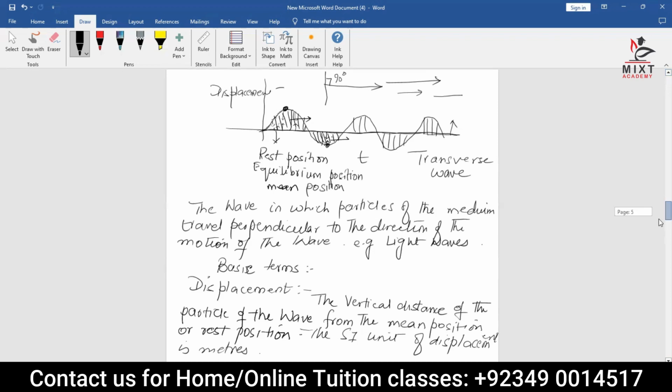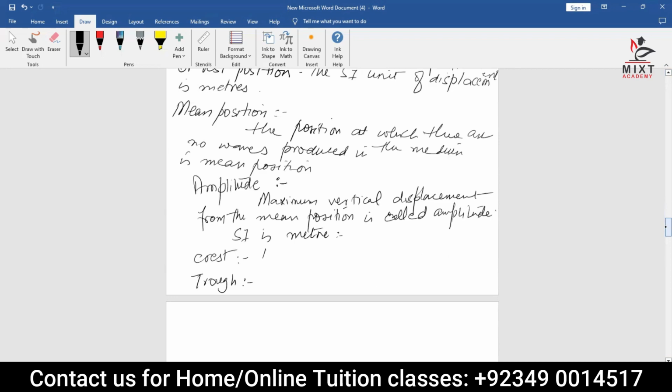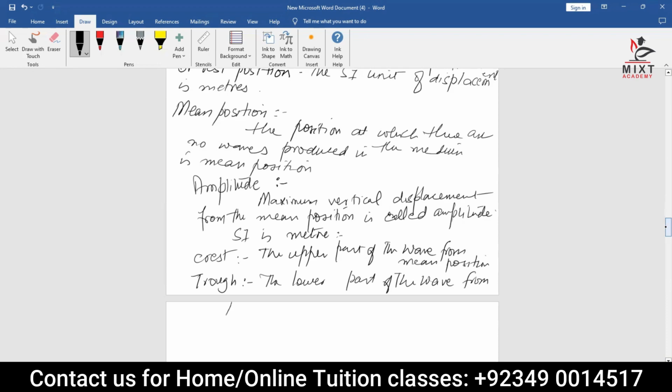So you can write here: the upper part of the wave from mean position. The lower part of the wave from the mean position. Okay. So crest is the upper part and trough is the lower part.